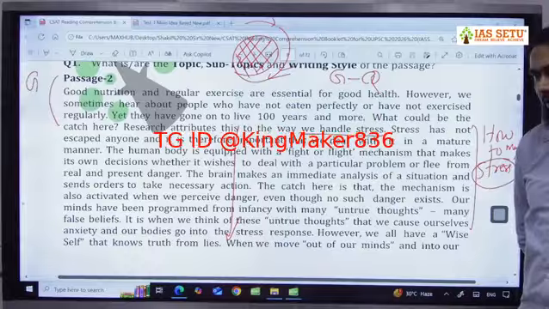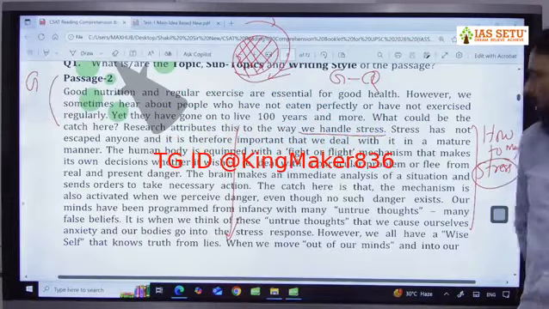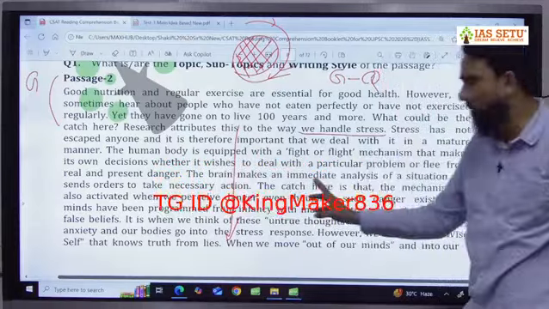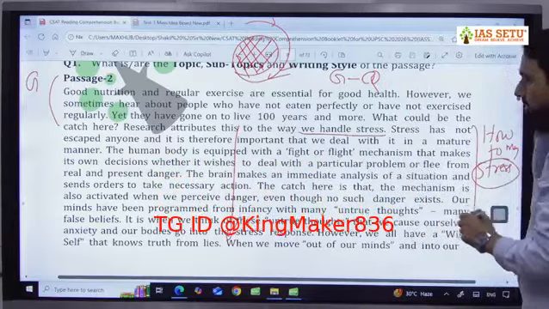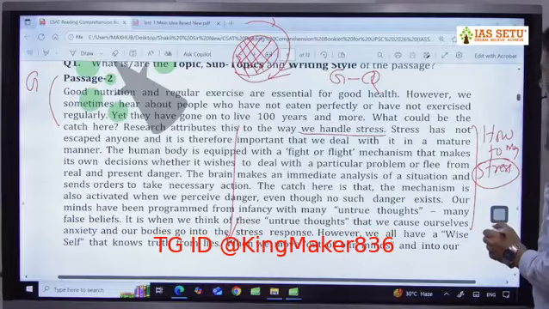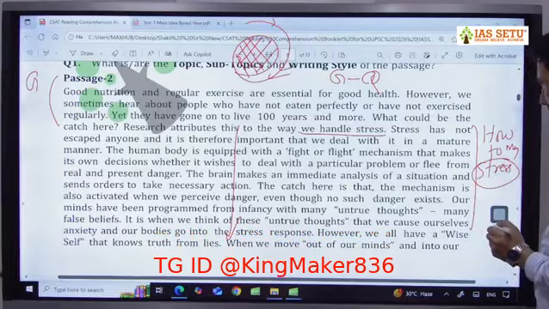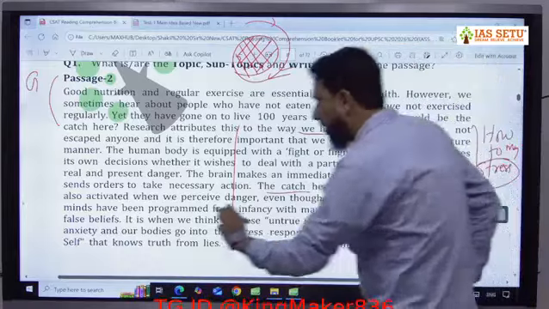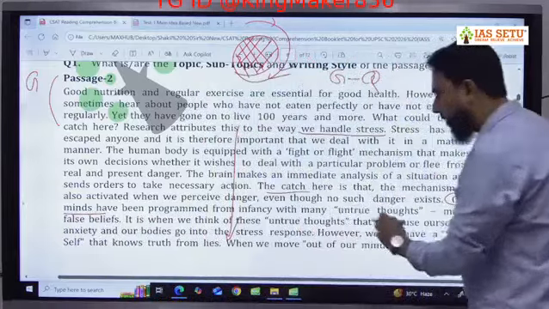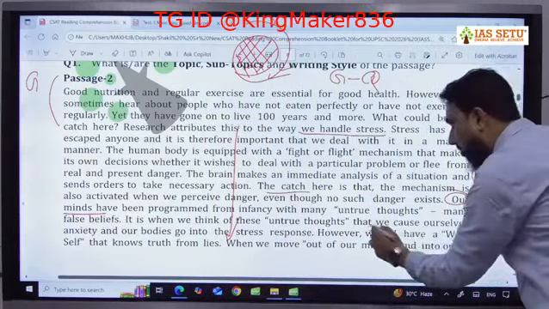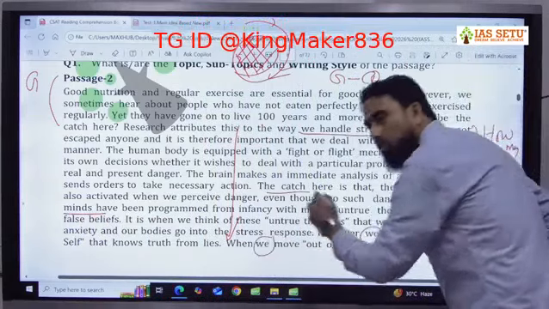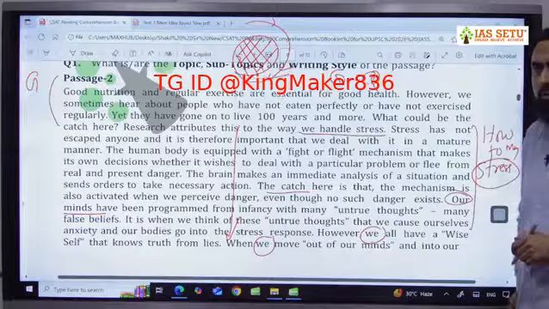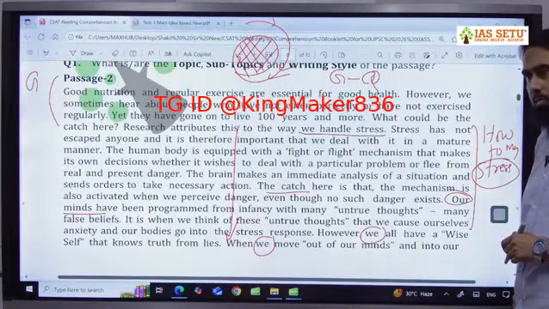Instructive. Instructive nature, how to do based. How to manage stress. He uses, for the reader, he says, we, our brain, right? This word is quite repeatedly used here. About the human body, he tells you, the catch here is our minds have. So it is telling you the process. We all have a wise self. When we move out, realization. He's trying to make it clear to the readers how to manage stress.